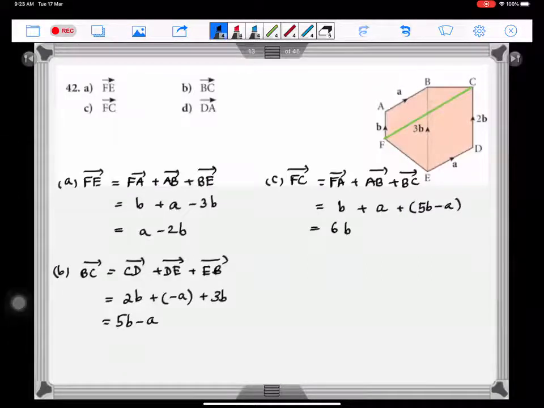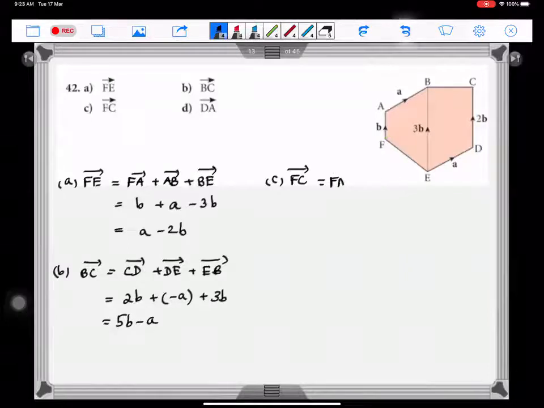Let me just double check. This is FA is B, and this is A, and this is BC. BC is CD. CD is minus 2B. Now, wait a minute. There was a mistake. Let me correct it. CD is minus 2B. So we have to go back all the way. How do I know that I made a mistake? I did not look at the answer. Let me tell you this. CD is minus 2B.